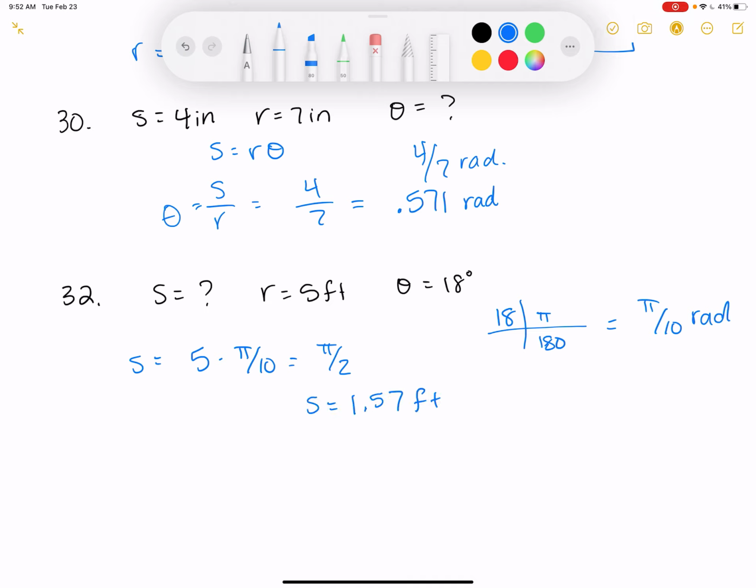Now if you wanted to use the other formula that they give in your book, S is equal to pi r theta over 180. Basically they do the conversion in the formula, so know that you can do it that way, but I would just recommend doing the conversion like we did and then using the formula.